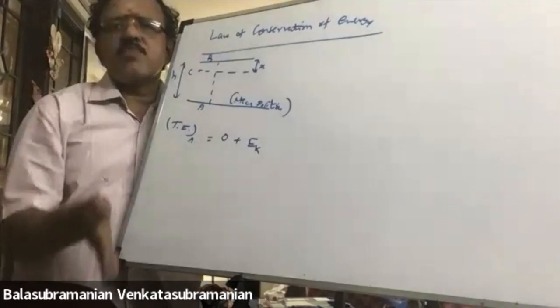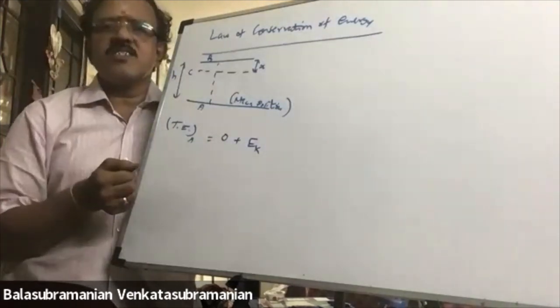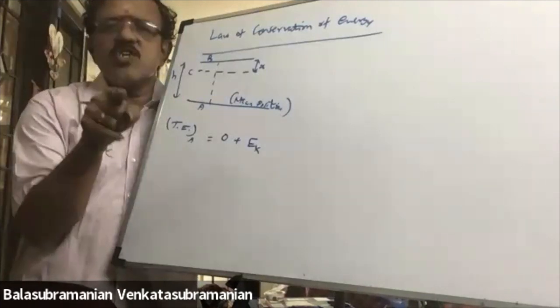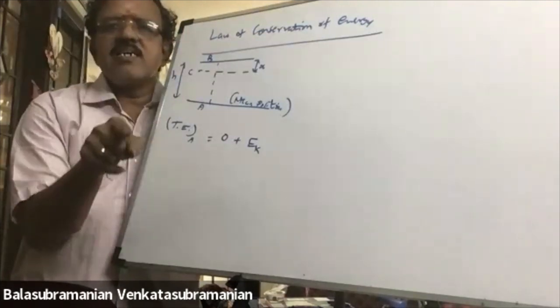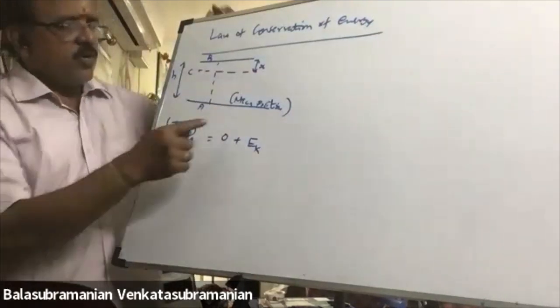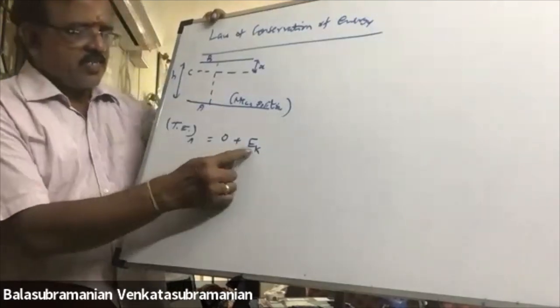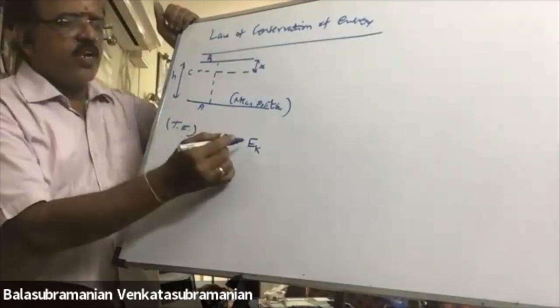Center point means the rest point, the equilibrium point. There is no potential energy there, so potential energy is 0 at the center. Kinetic energy is maximum. Same case here. So at the mean position, potential energy is 0 and kinetic energy is maximum, so the total energy is fully kinetic.